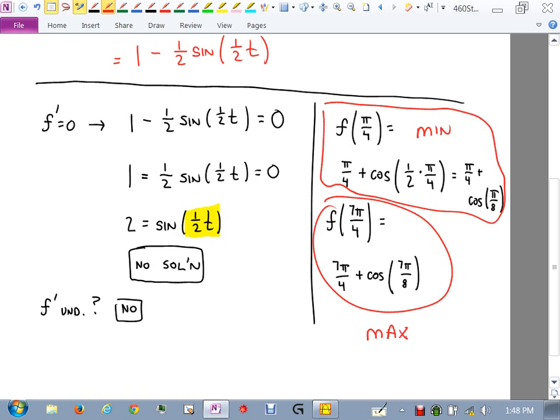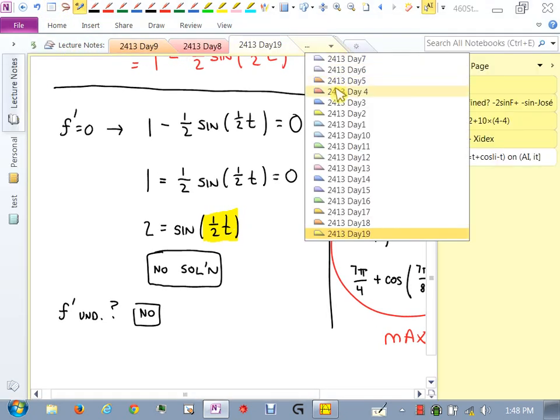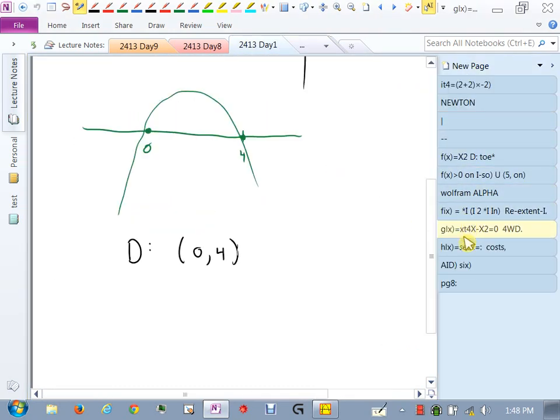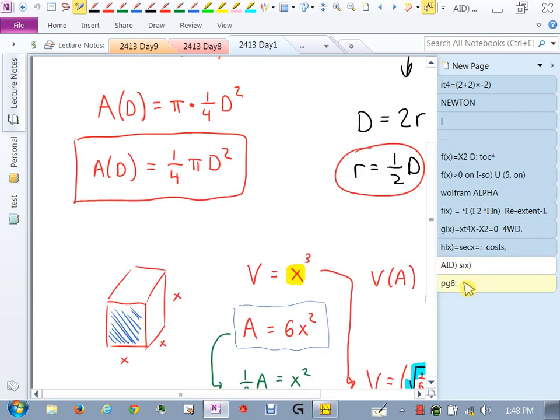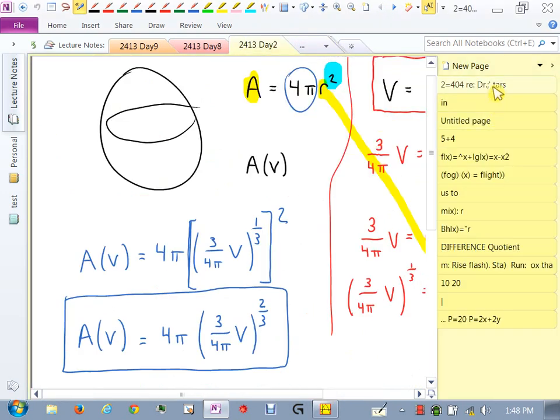Okay, I'm going to give you one now to work on in a group. I'm going to go back. Now I'm talking way back. Let's see how far back we can go. How about day? It's probably day 2.